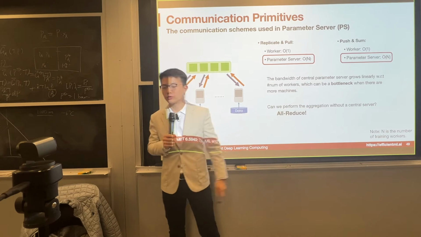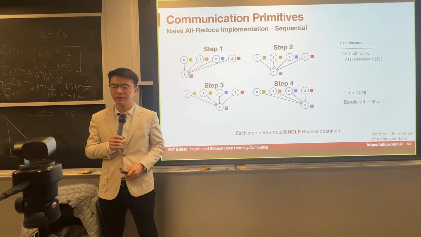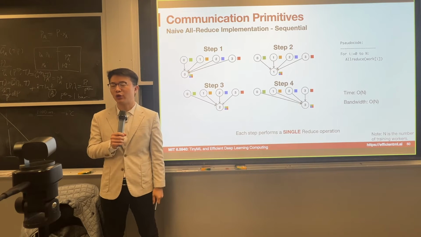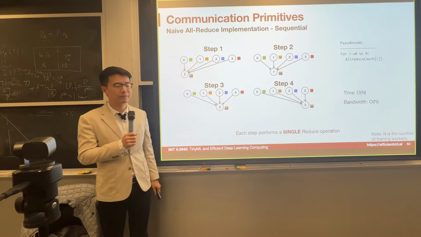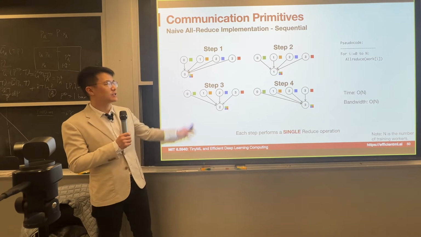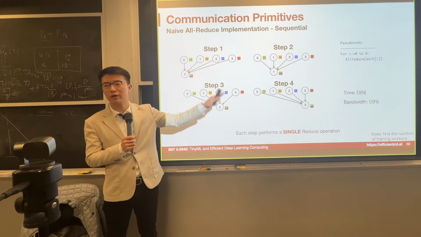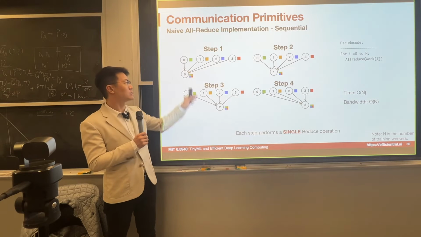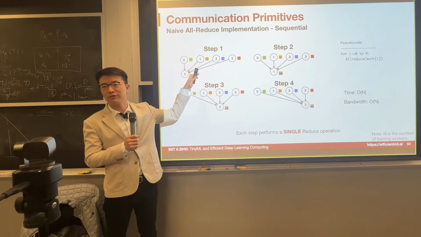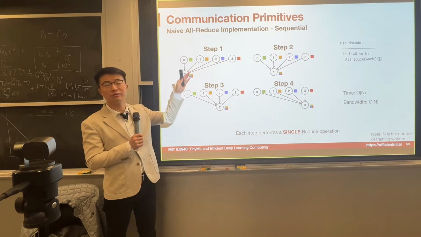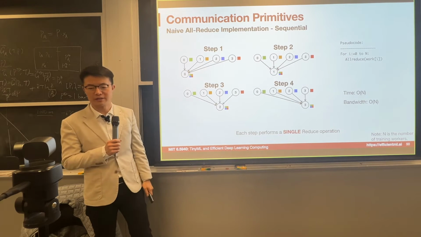We can actually use all reduce. And let's see how that works. Now we no longer have a centralized parameter server. Everyone is the same. So all reduce is basically saying we have to do the reduce process for all the workers. Now we have 4 workers, so we have 4 steps. Step 1, we do reduce on node 0. It collects the gradient from node 0, 1, 2, 3, and sums them up together by itself.